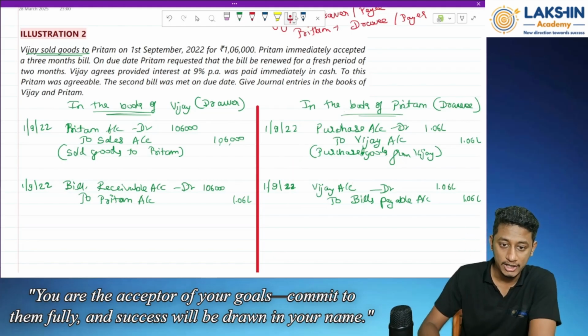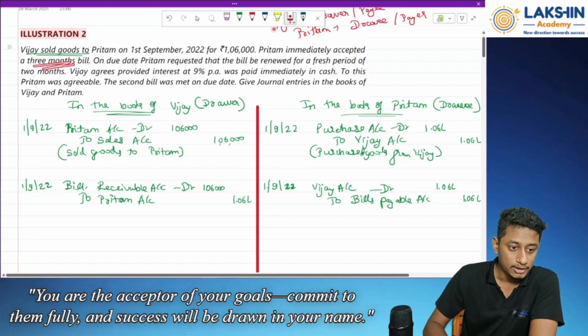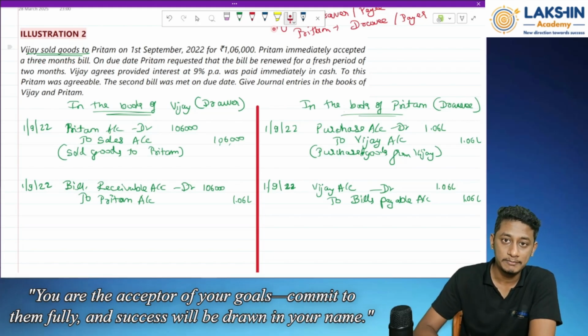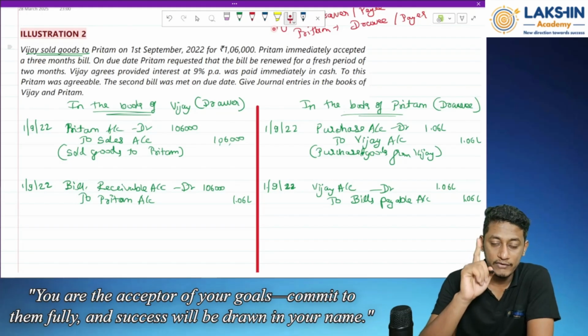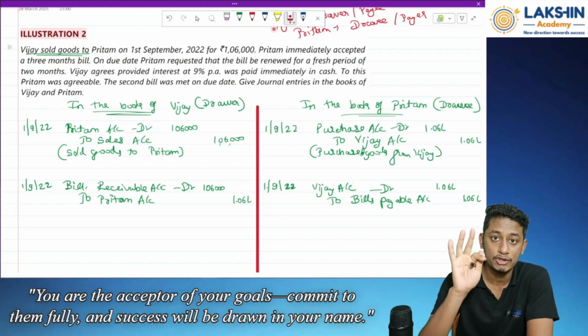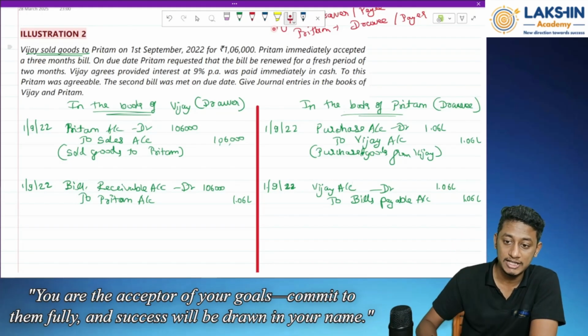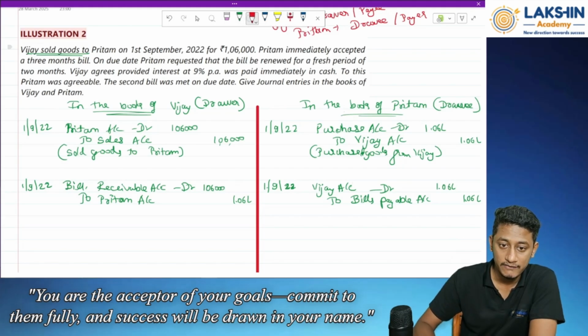Then going ahead. Okay, 3 months bill. Fine. On the due date, now find out the due date for me. See, they have given that on 1st September the bill was drawn and it was drawn for 3 months. Now what will be the 3 months validity? So the validity will be, on 1st September the bill was drawn.